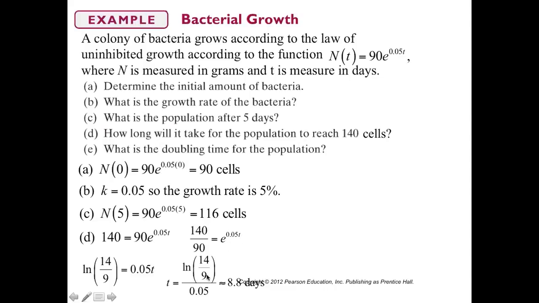If we want to figure out the growth rate, all we do is we look at the number that's in the exponent and in front of your t. So it should be k equals 0.05, which we know is 5%.